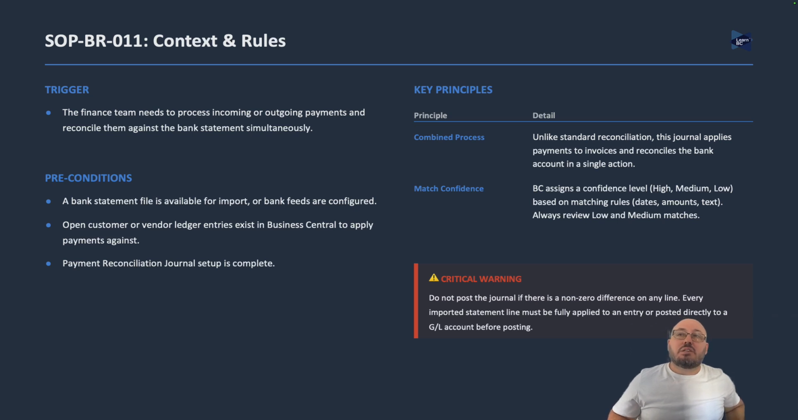So critical warning, do not post a journal if there's a non-zero difference. It's the same with bank rec. You don't post non-zero differences. Every imported statement line must be fully applied to an entry or posted directly to a GL account before posting. So that's where we go to the general journal.